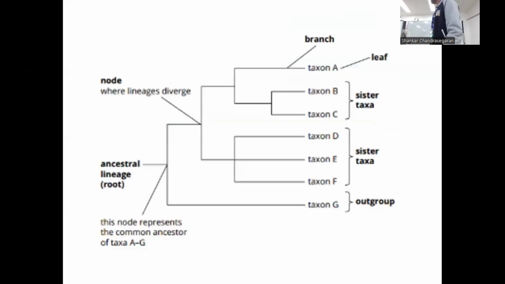Okay, so like I said, you can represent them as taxon. These are your leaves. The branches are where they lead to the leaves. Node is where the lineage diverges, and your root is the last common ancestor that all the leaves shared. Basically, the very start of the phylogenetic tree.